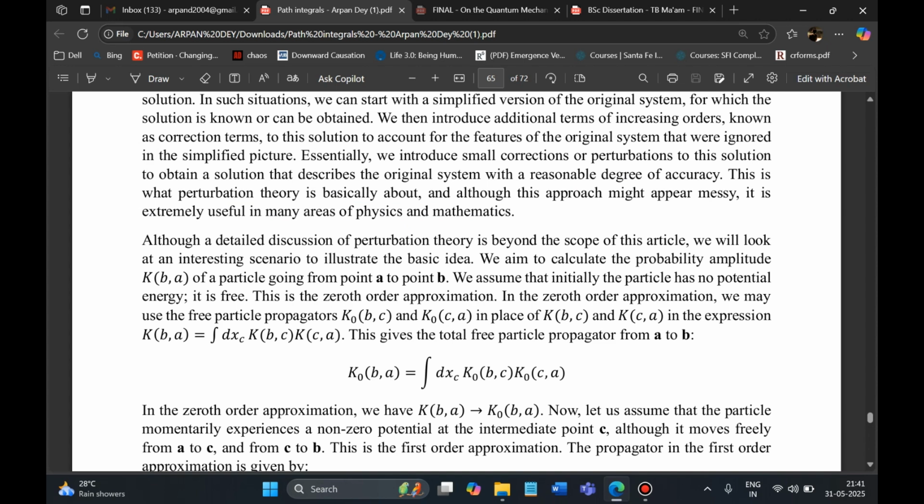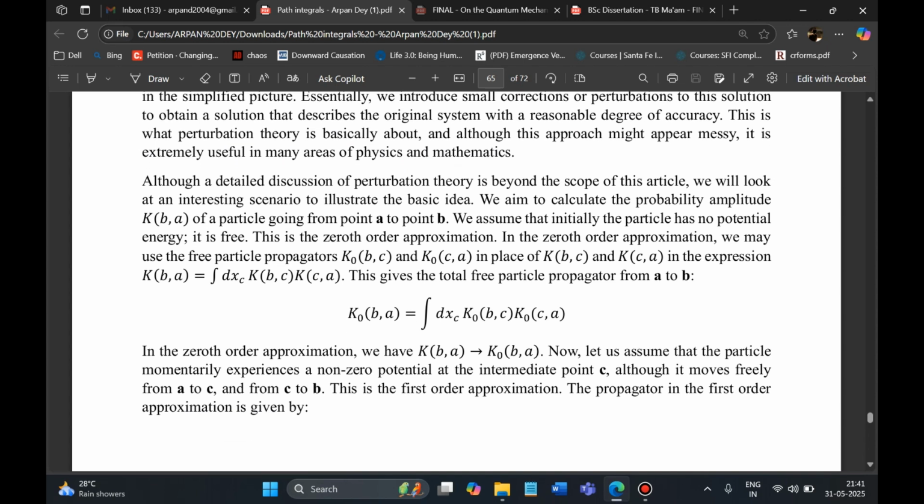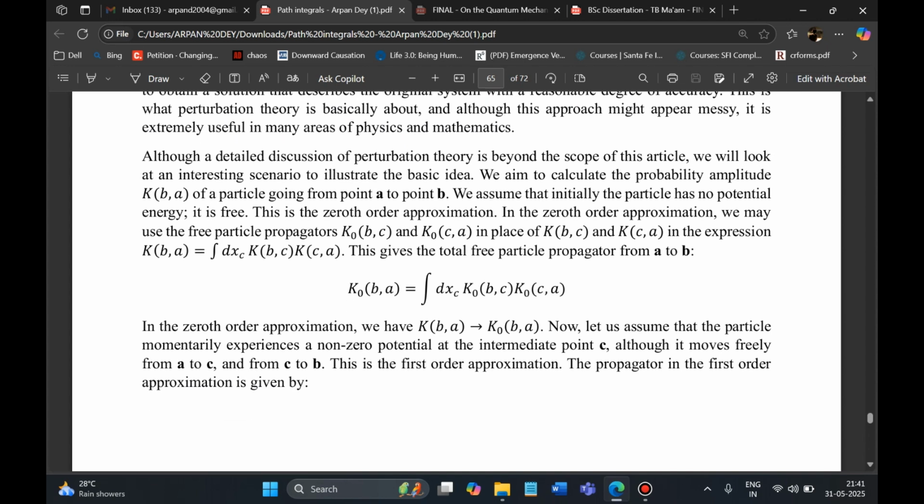And although this approach might appear messy, it's extremely useful in many areas of physics and mathematics. So although a detailed discussion of perturbation theory is not possible, we will look at an interesting scenario. This is kind of an example of the perturbation theory approach as well as an application of path integrals. That's why I'm discussing this.